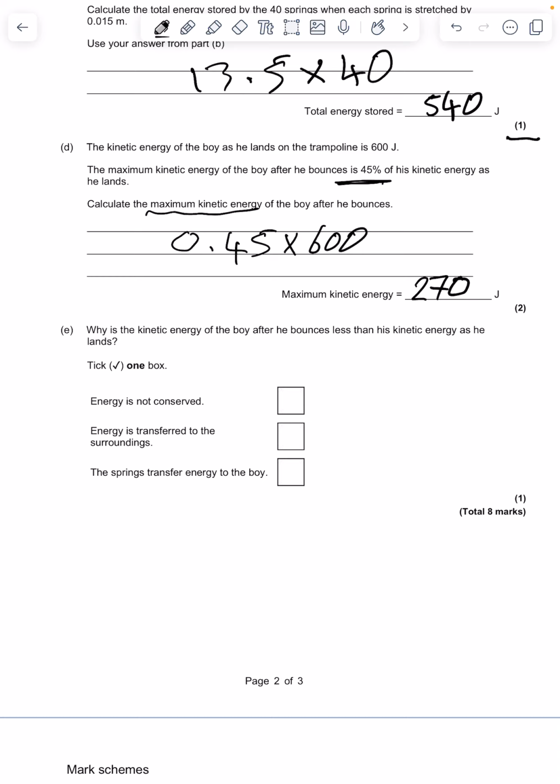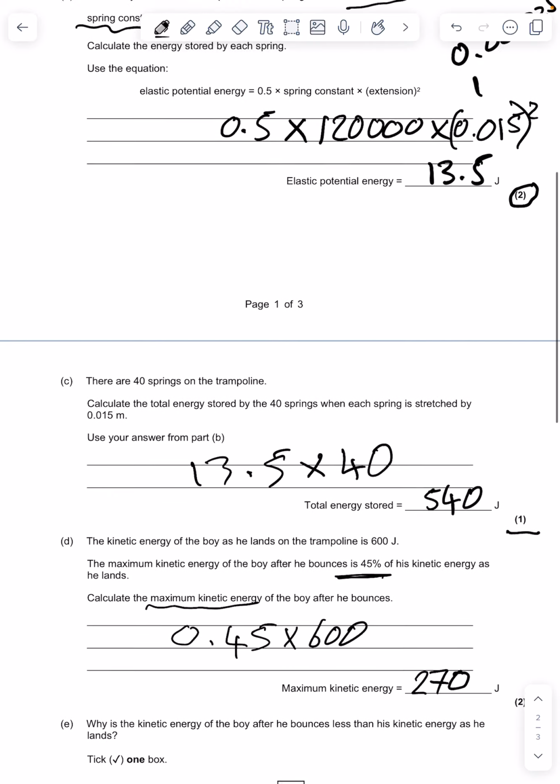However, you might have noticed it's less. Okay, we somehow lost some energy. So where's it gone? And where's it gone is a typical exam question, and it's the same terminology each time. Where's it gone? Well, the energy is transferred to the surroundings. So that's how we get 4 marks on this type of question.